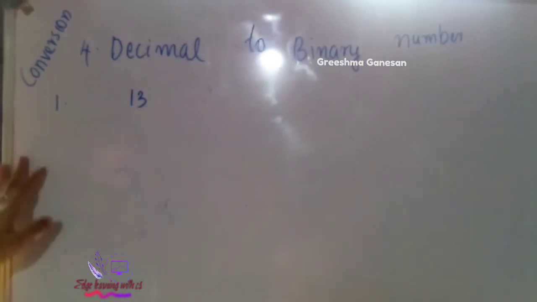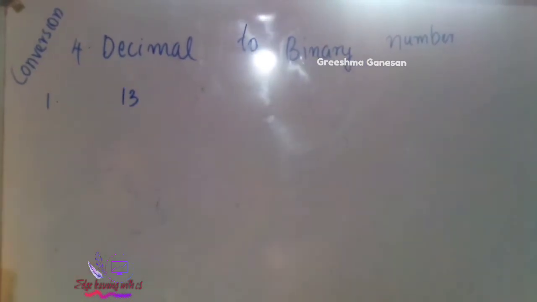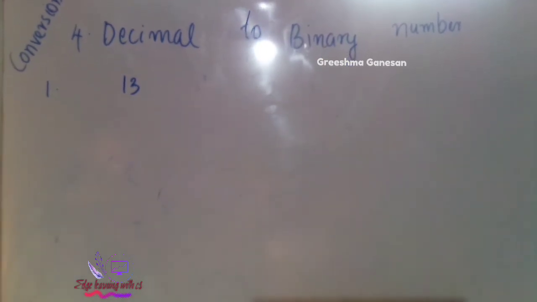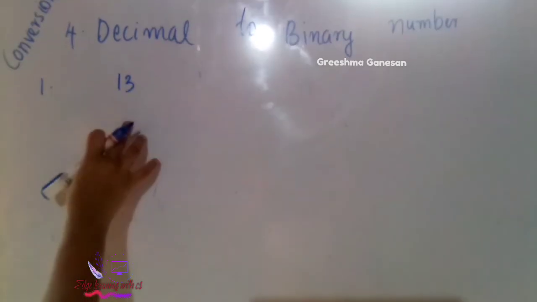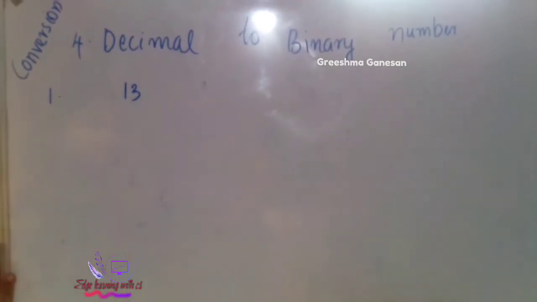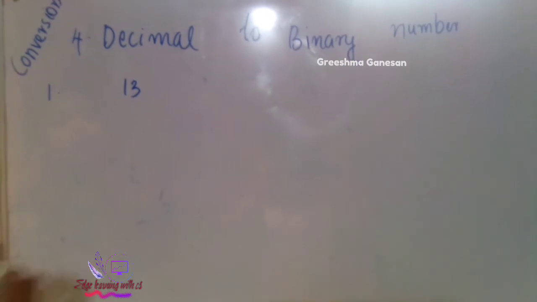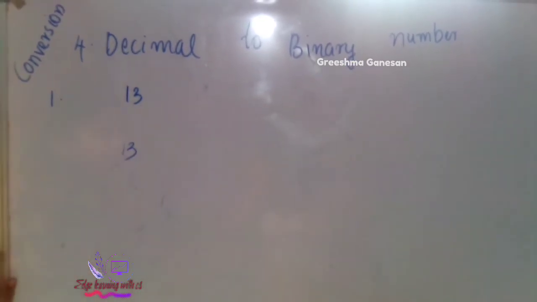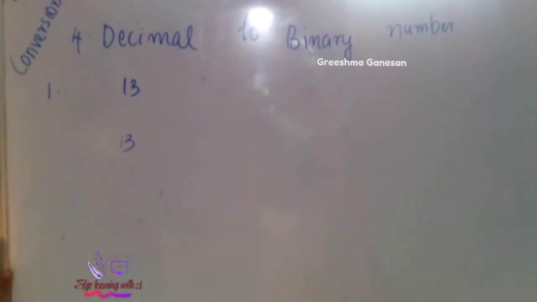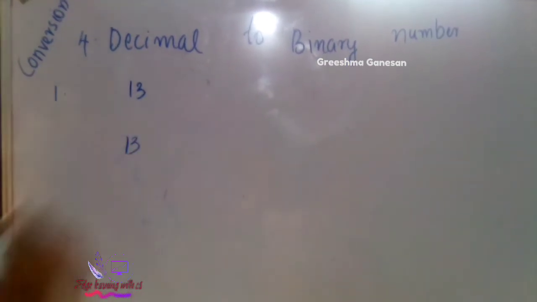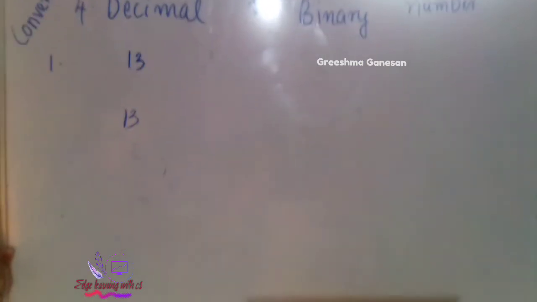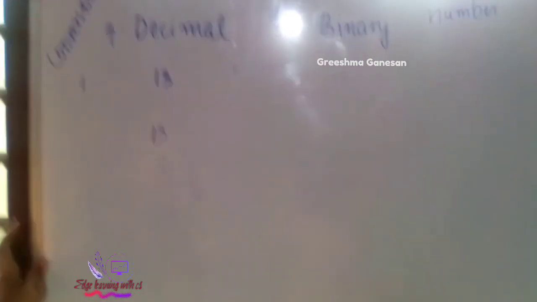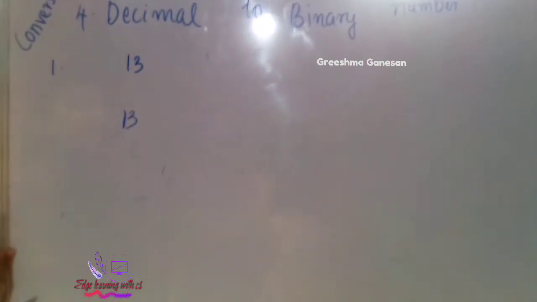Next type of conversion, decimal to binary number conversion. So this is a decimal number, you can see here 13. So what do you have to do? Just rewrite it, and also you have to divide this number continuously by the number 2 until the quotient is less than 2.